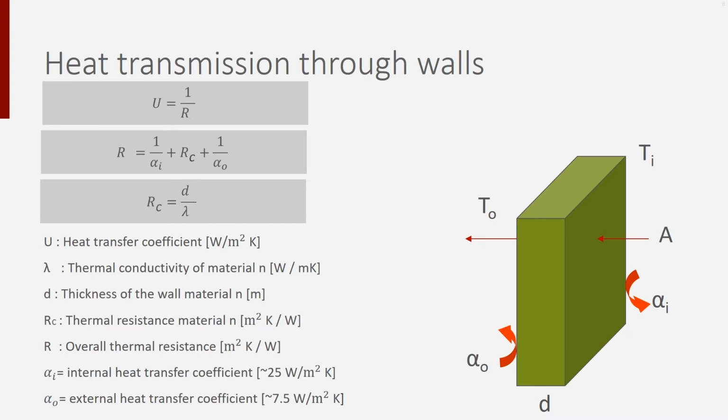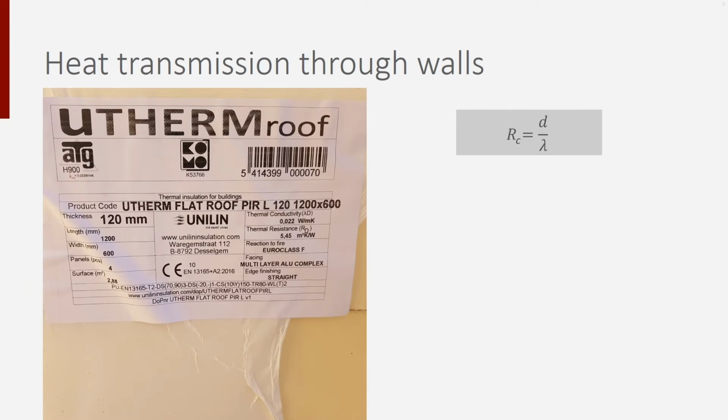This term, thickness divided by lambda, is the resistance of the wall itself. It's about conduction through the wall. This is also what is indicated on an insulation plate, for instance. Let's look at this example. Here you see a label of a polystyrene insulation board. It shows us the thermal conductivity and the thickness. This gives us enough information to calculate the thermal resistance of this specific insulation board. Take a moment and try it by yourself.